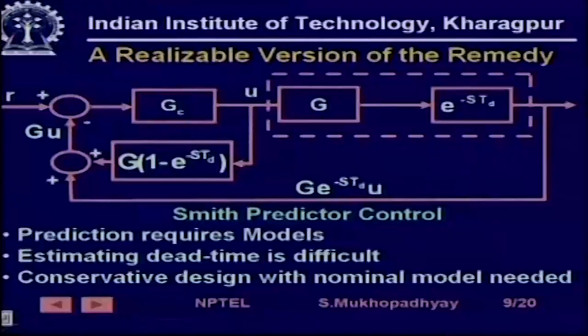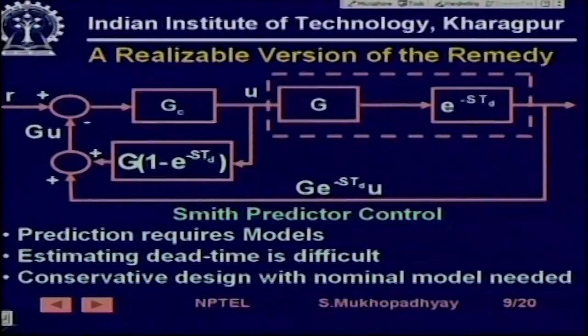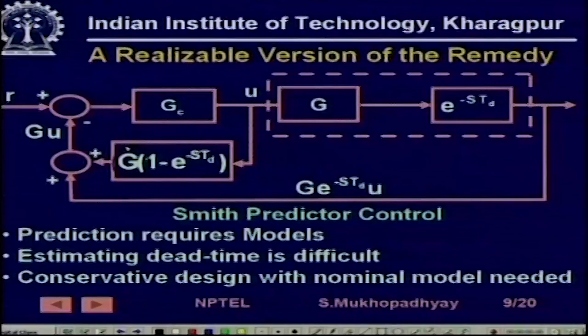So actually these are the problems of time delay systems, which is somewhat overcome. Now how are these things overcome here? So here also, if this G and this T_D are not properly known, then the compensation that I am talking about will not take place. It will take place only partially. So here also we have to make a conservative design, but at least the situation is better.